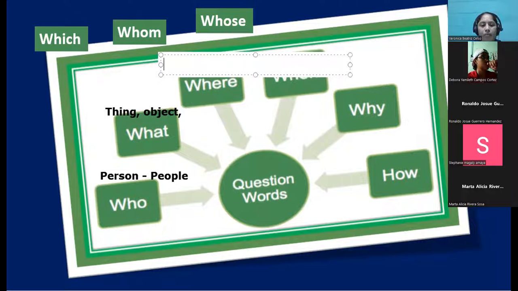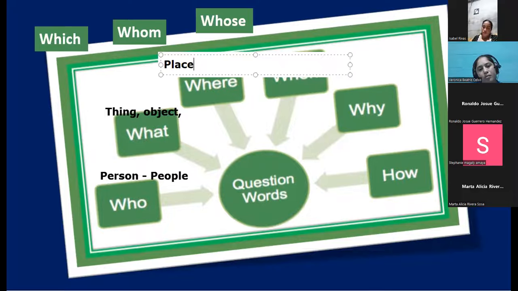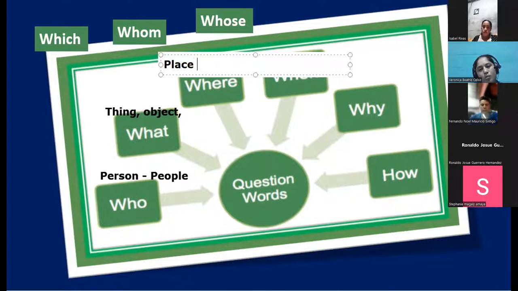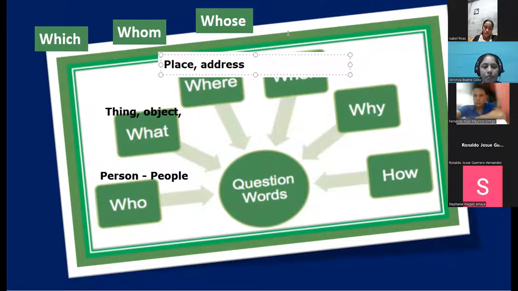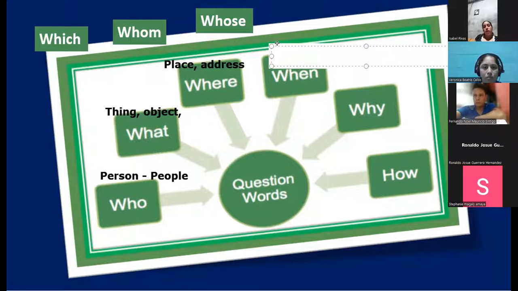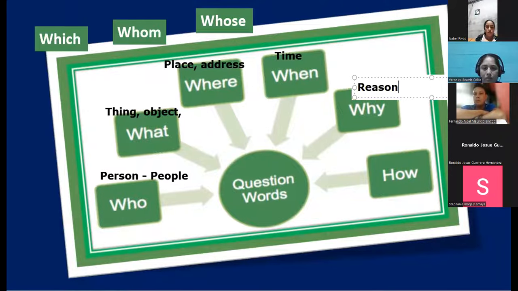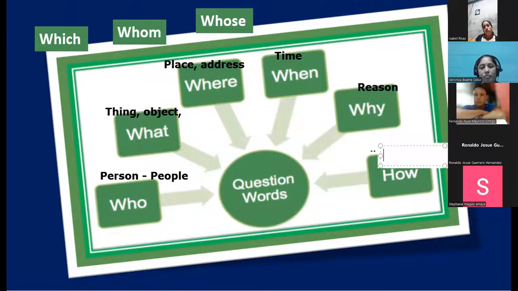Address. Alguien dijo una palabra, pero estoy tratando de comprenderla. No tengan miedo y repítanmela. Place and address. Ah, okay. Address. All right, location, right? Where, location, place, addresses, when? Time. Why? Reason. How? Form.